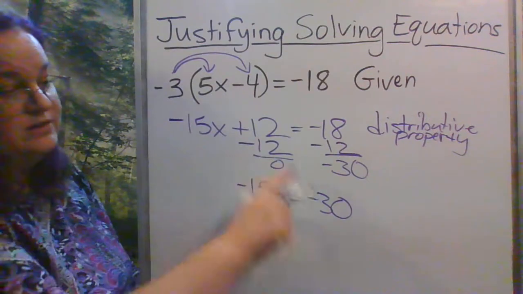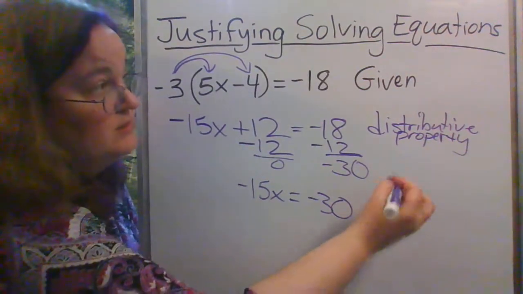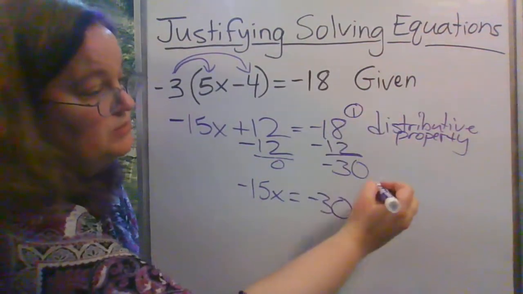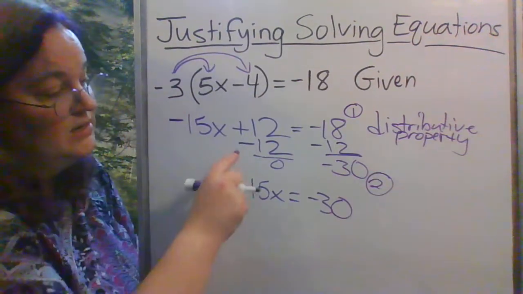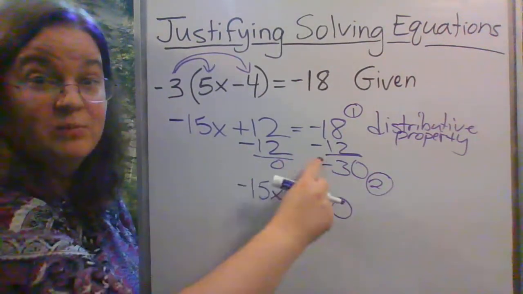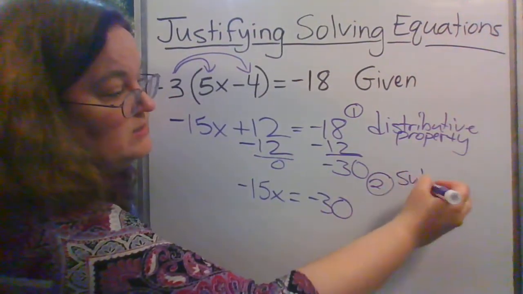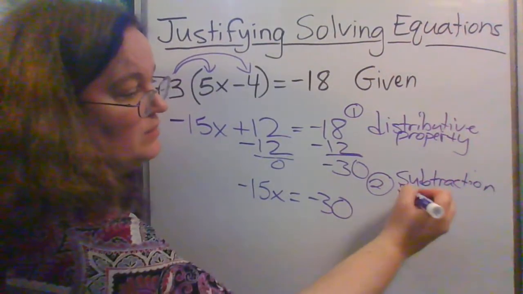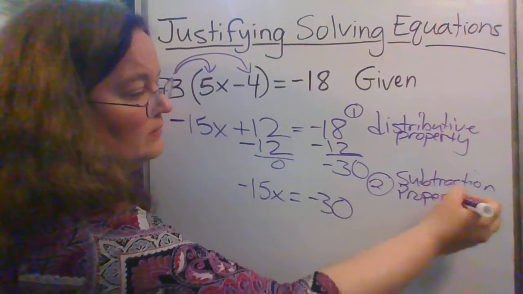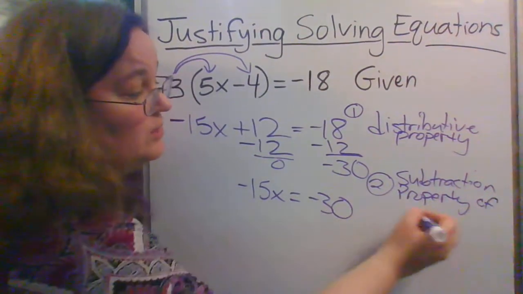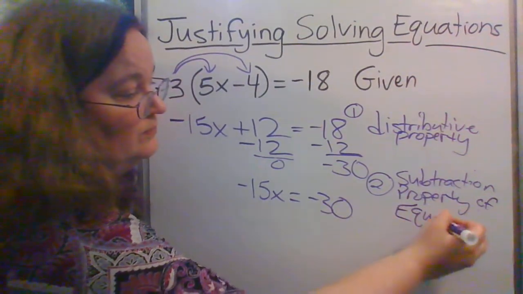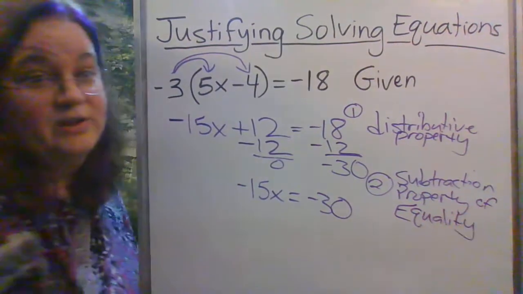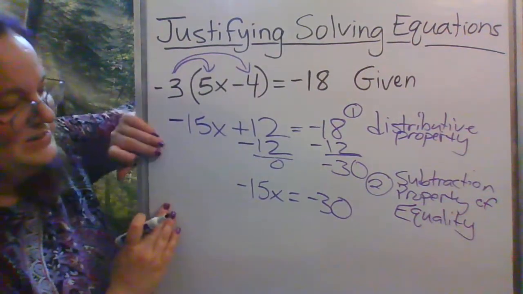Okay, what allowed me to do this? My first step was the distributive property. My second step, I subtracted a number on both sides. So this is going to be the subtraction property of equality. Sorry, I'm writing rather messily because I'm going quickly.